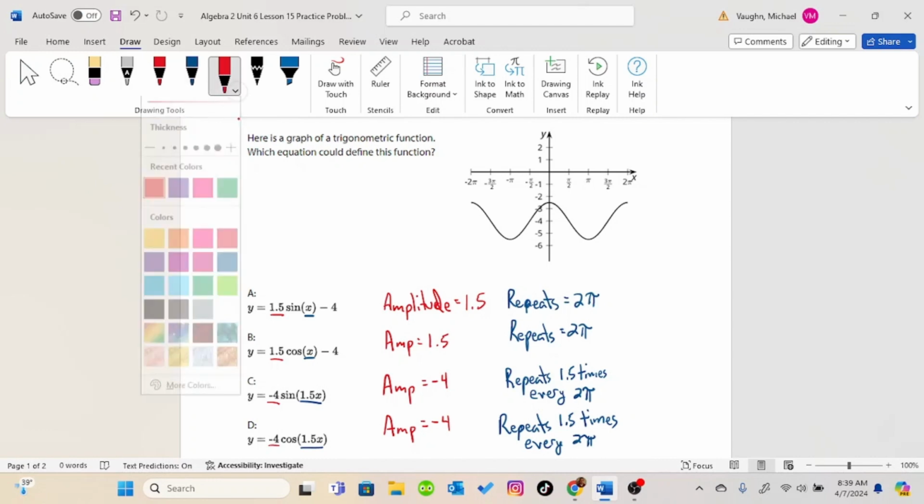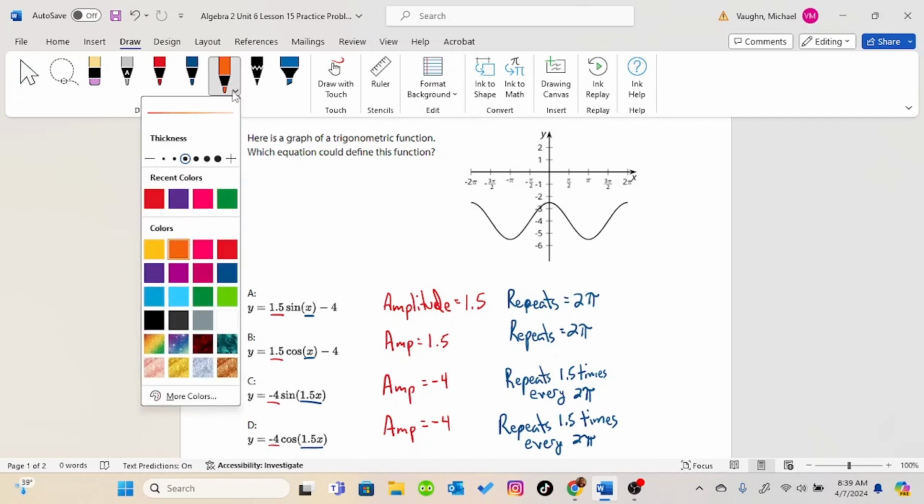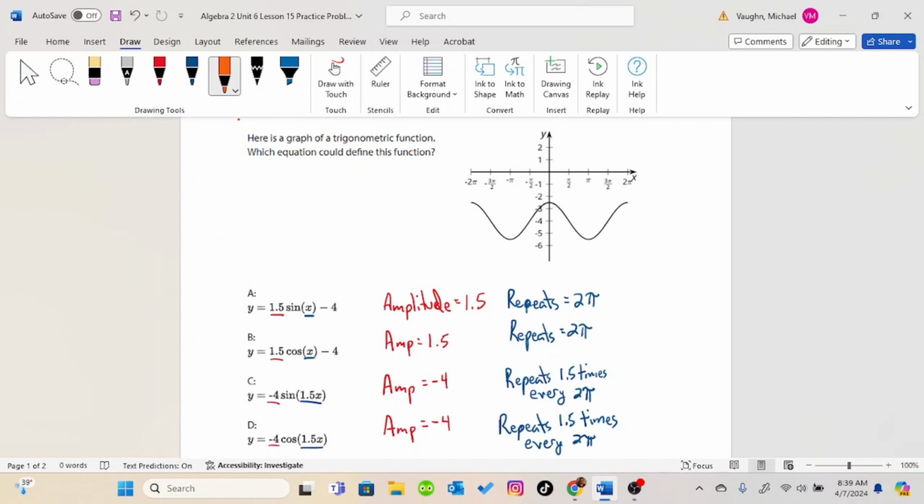And finally, the number that you're adding or subtracting is your midline. So A and B, the midline is -4. C and D, the midline is 0.